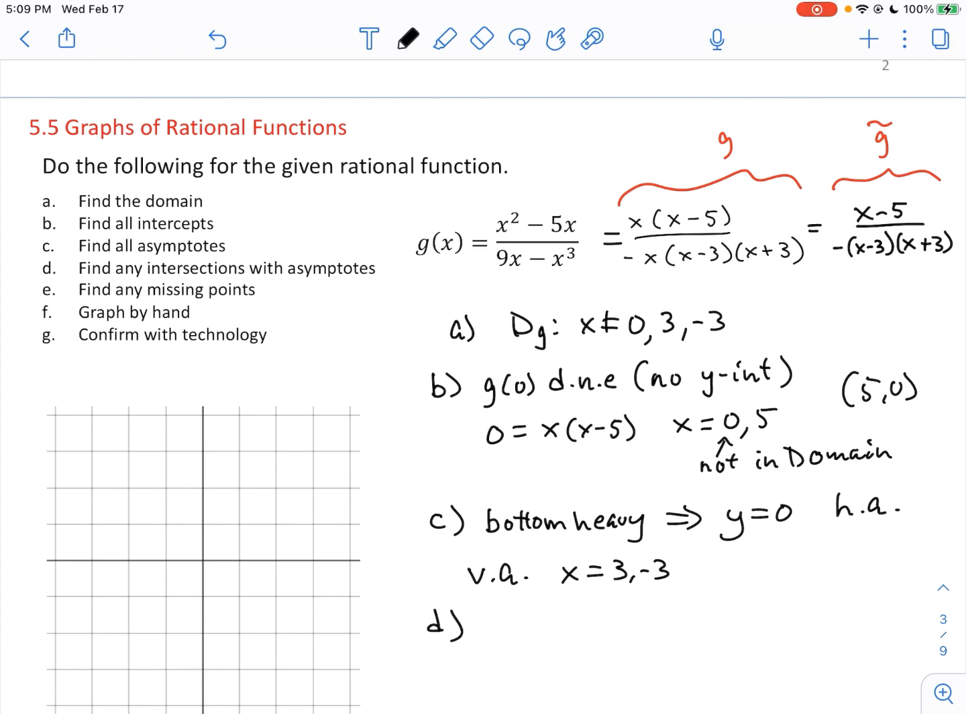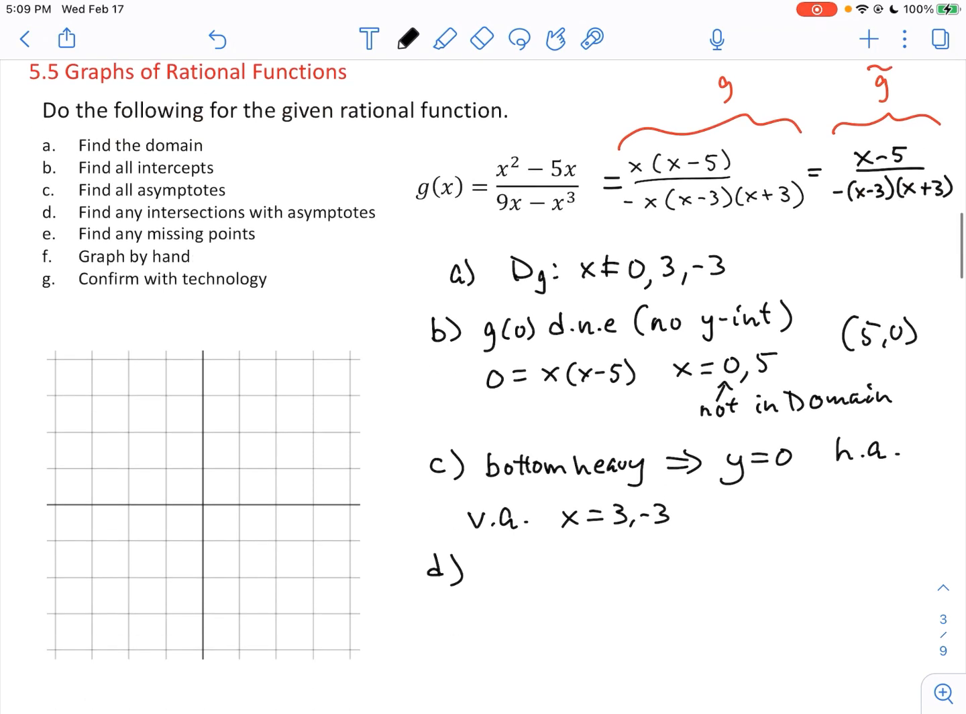Let's go to item D next. Find any intersections with asymptotes. Well, the only possible intersections will be with the horizontal, and since the horizontal asymptote is y equals 0, it's the x-axis, then our x-intercept is the only intersection. G intersects the horizontal asymptote only at the point 5, 0.